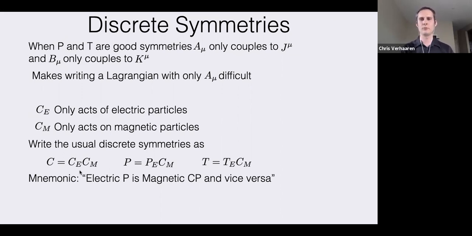So there's nothing too special about that. But what we can also do is define parity, the P operator, as being the product of PE and CM. So when I act on an electric particle, this is just the normal parity operator. If I act on a magnetic particle, it operates like parity, but also takes the particle to antiparticle. And a similar thing for time reversal. It's a useful mnemonic as we look at some magnetic states relative to electric states in what follows: electric P is like magnetic CP and vice versa. That's the useful thing to remember.